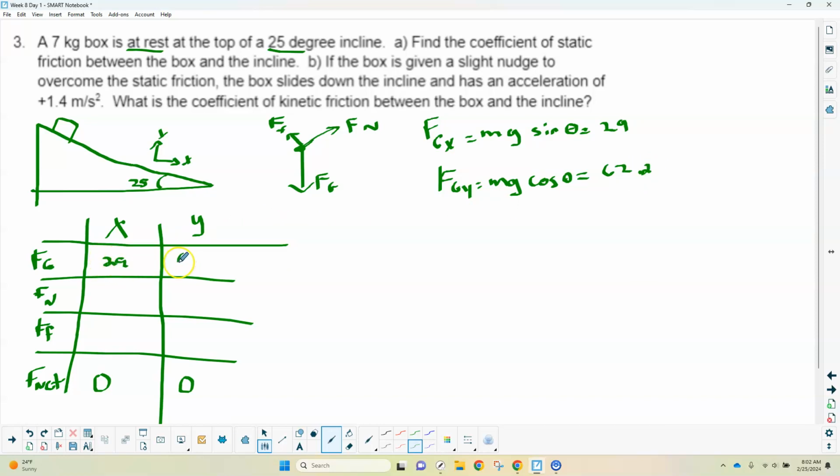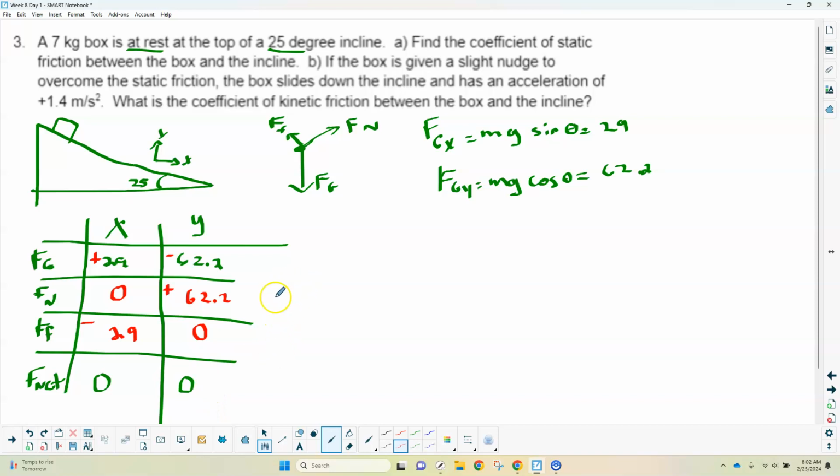So 29 and 62.2. Oh, I skipped the positive, negative, 0 stuff, so let's go back and do that. So gravity in the x is pulling it down the ramp, so that's positive in our direction, and gravity y is in the negative direction, just pulling it into the ramp. The normal force is not going in the x, friction is not going in the y. Normal is going to balance it out, so that's positive, and friction is going to balance it out, so that's negative. So once we get those two, we can fill in the rest of these boxes because they're empty. So this is going to be a negative 29, and this is a positive 62.2. So we found the two other forces, just making sure that the charts balance out.